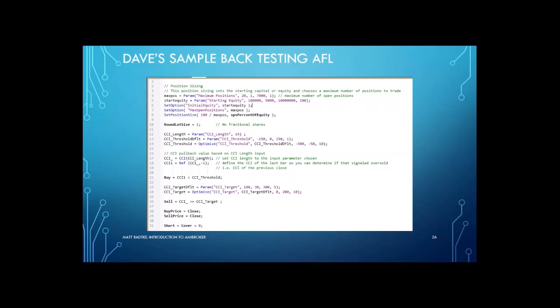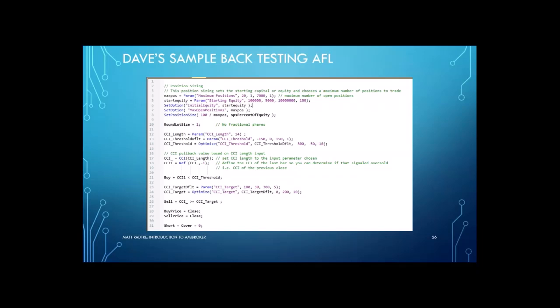Then we specify the buy and sell price. So the buy price is going to be at the close, the sell price is going to be at the close. And then finally, the very last line there, short equals cover equals 0, just says assign both of those values 0 so that if in the settings I've chosen to do both long and short testing, AmiBroker knows there aren't really any short signals.